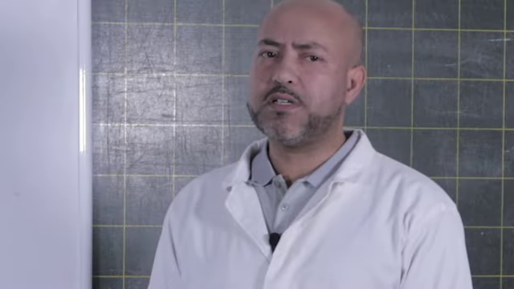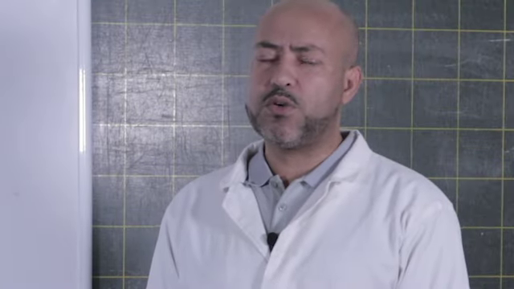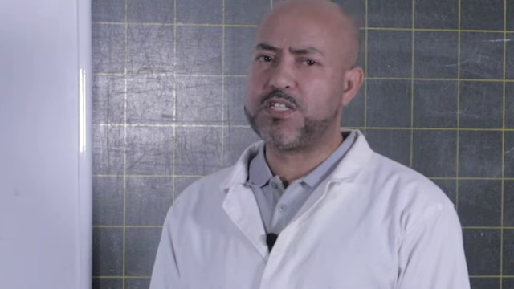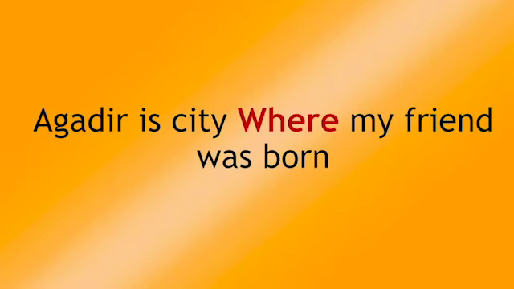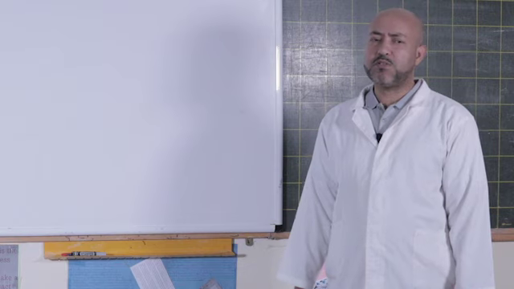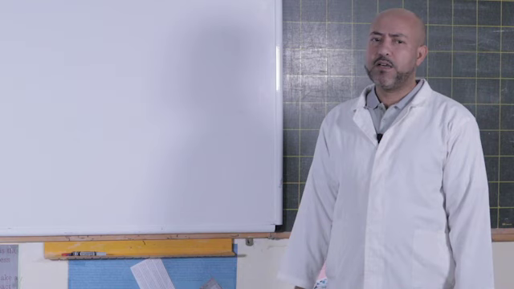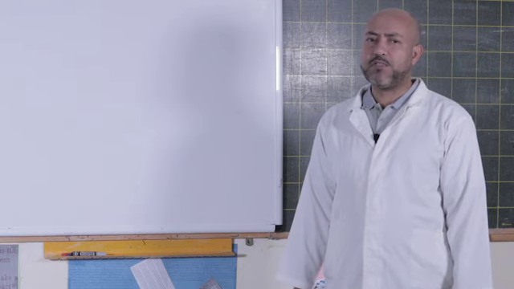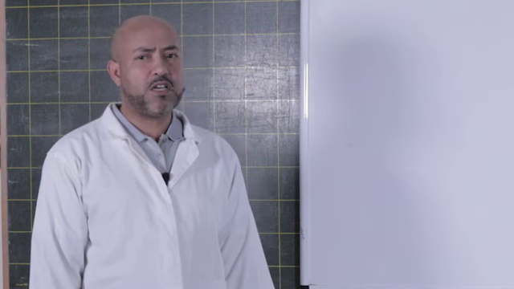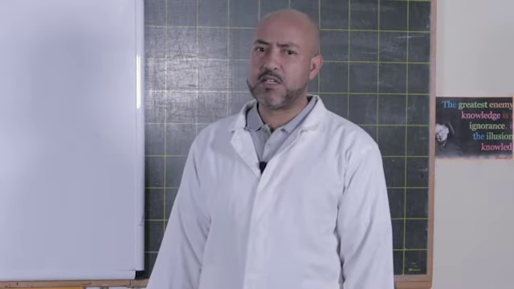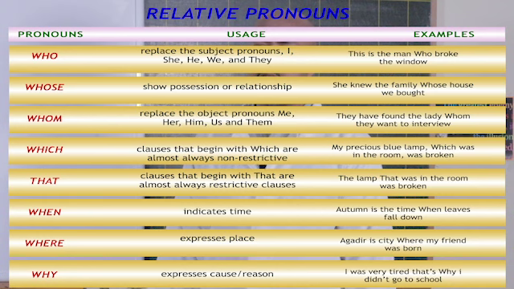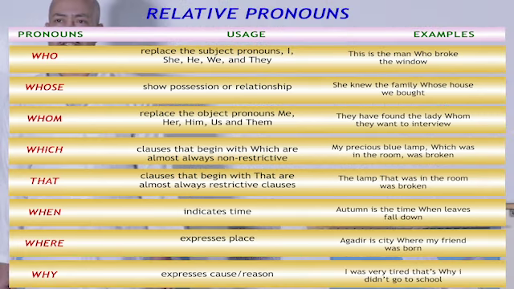The last one is where, which is mainly used to express place. For example, Agadir is the place where he was born. So as you may have seen, why, where, and when are all followed by a subject. Of course, they are used differently. So now let me show you the grammatical summary of these relative pronouns.